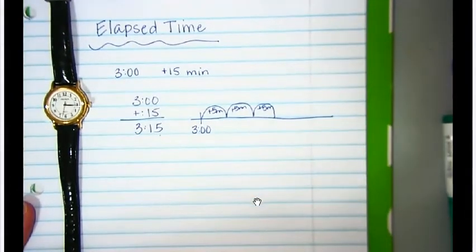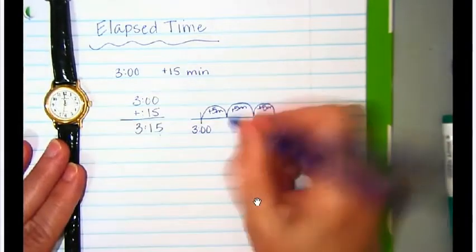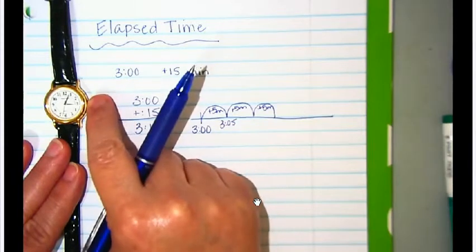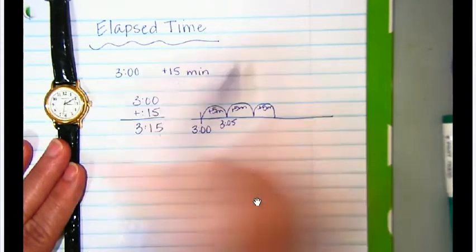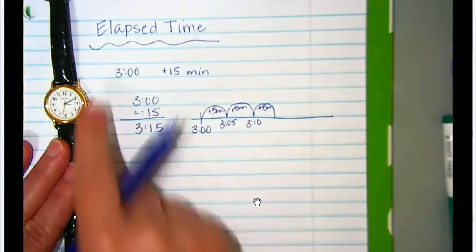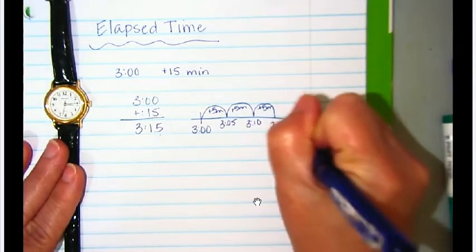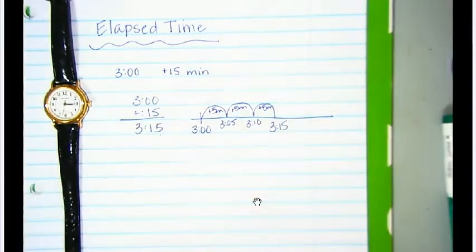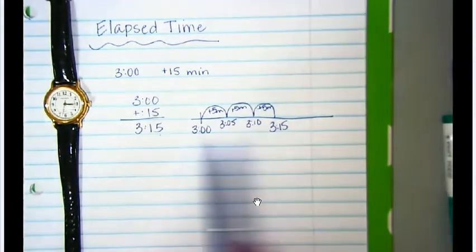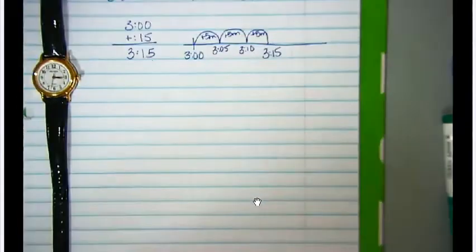So from 3, adding 5 minutes to it gives us 3:05. Okay, and it matches. Then we add 5 more minutes. We're at 3:10. And when we add 5 more minutes, we get to 3:15. We're still getting the same answer as when we did it this way. This, however, works all the time.